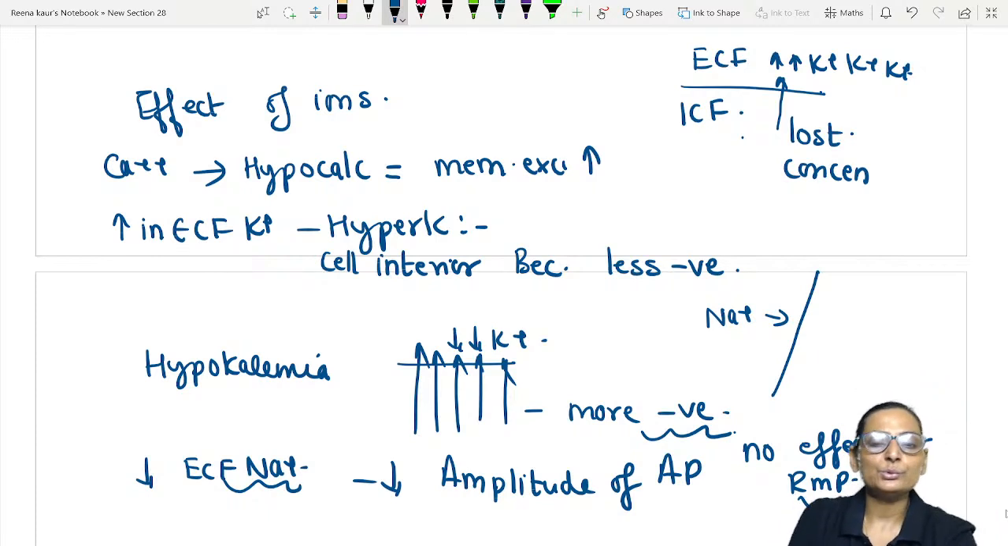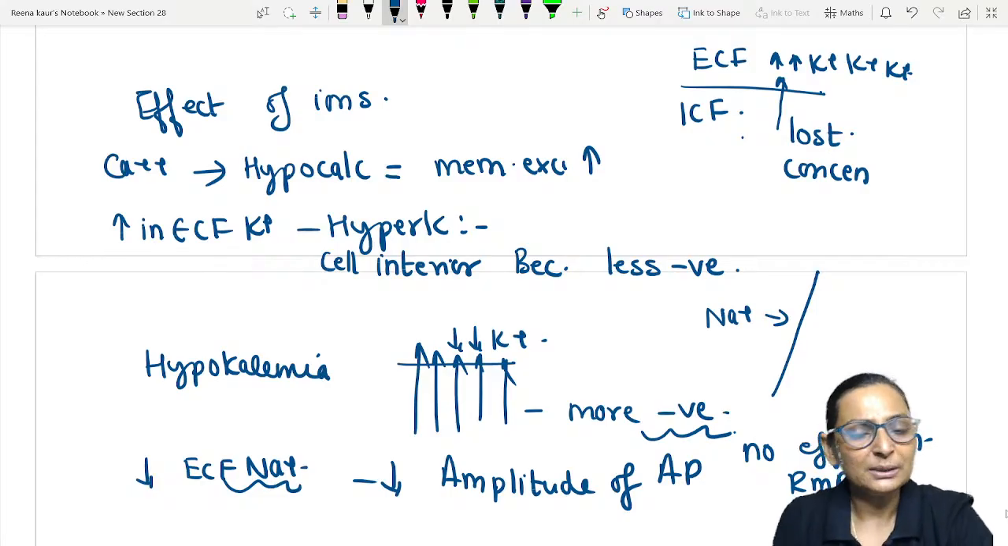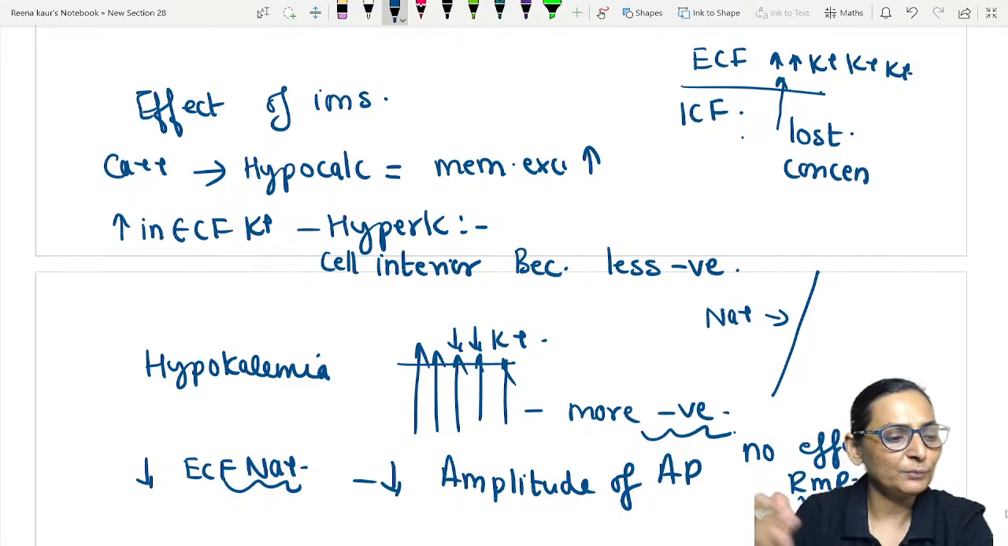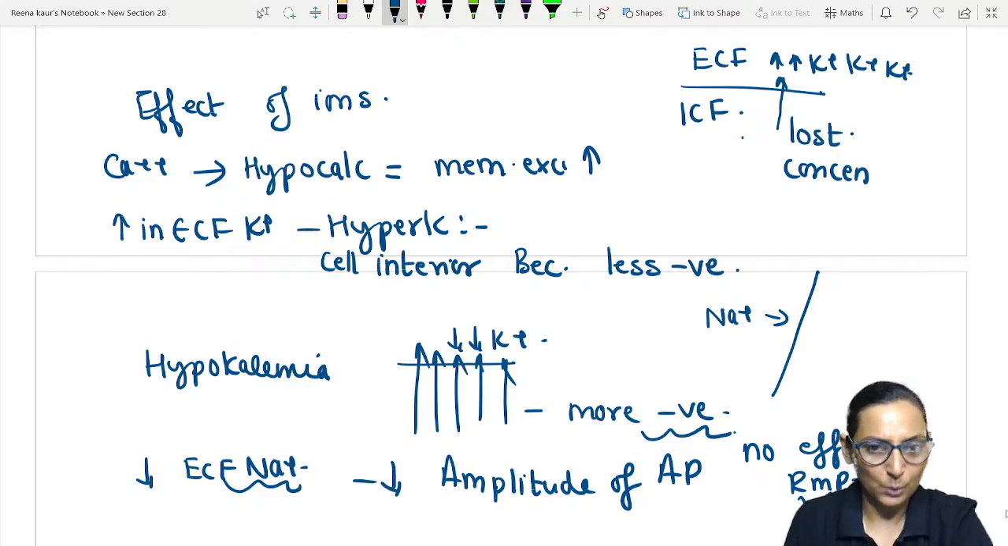So tomorrow I'm going to start with probably the neuron, classification of nerve fibers, structure of neuron, and then we will move towards the neuromuscular junction and so on, right?